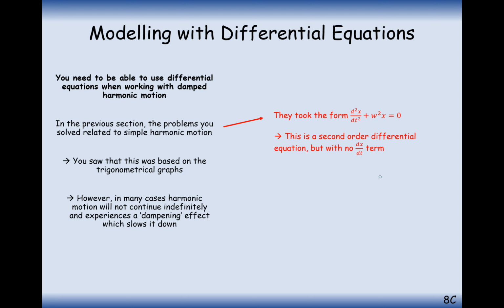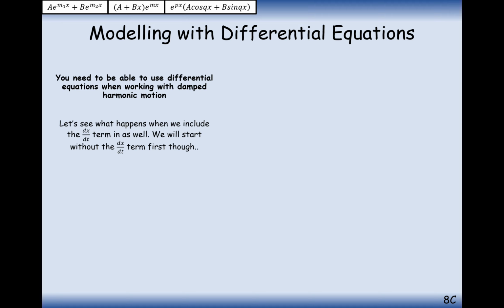So under the previous model, there'd be no slowing down of the simple harmonic motion, it would just carry on forever. But in real life, that's unlikely to happen. For example, a swing is subject to air resistance, so each oscillation becomes smaller than the previous one. If you were just to start a swing off and measure its horizontal distance, then that would be simple harmonic motion, but it would slow down after a while due to air resistance. Okay, so let's see what happens when we include a dx by dt term as well.